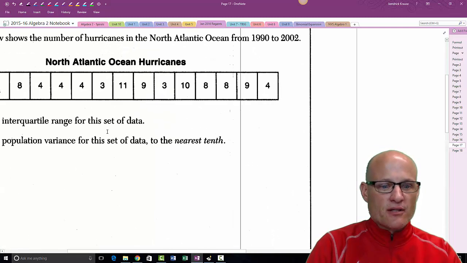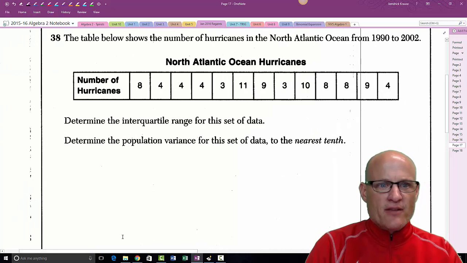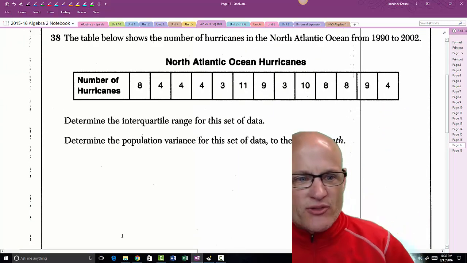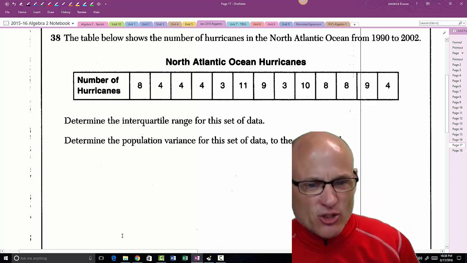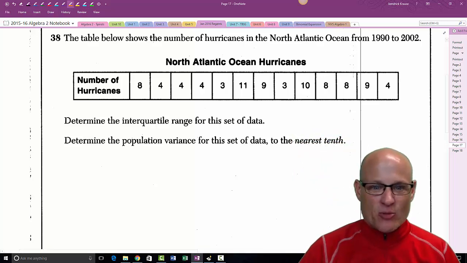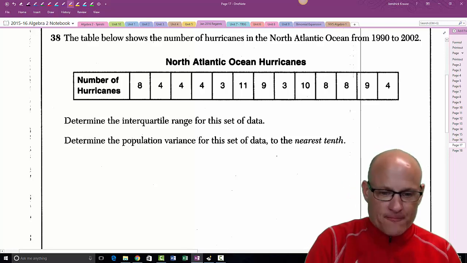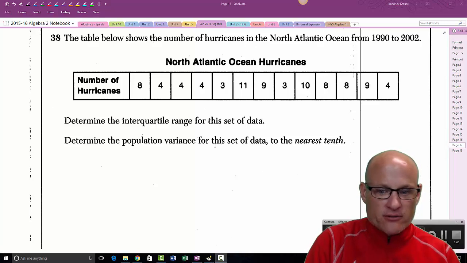You'll notice, let's see what we got here. The table below shows the number of hurricanes in the North Atlantic from 1990 to 2000. Determine the interquartile range of this data. Determine the population variance for this data. All right, we just have to put it in our calculator. So let's bust out the old calculator.